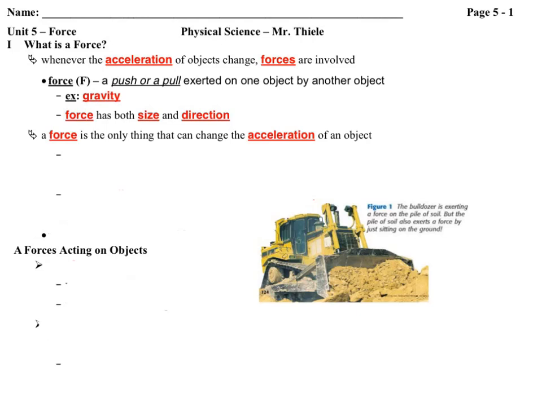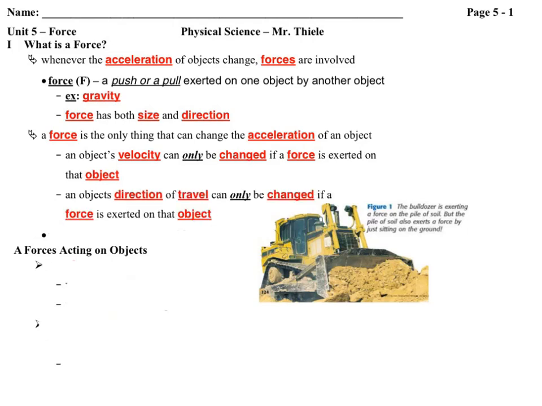So what is the only thing that can change the velocity of an object's travel? Actually, I probably should word that as speed, but in your notes it is velocity. So a force is the only thing that can change the object's velocity. What is the only thing that can change the object's direction of travel? And again, force is the only thing that can change the direction of an object's travel.